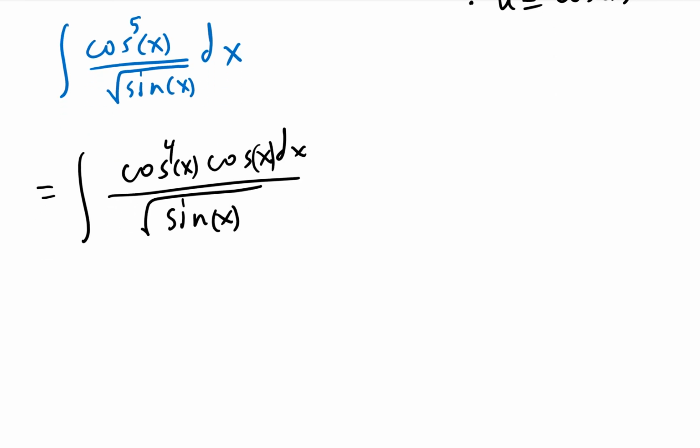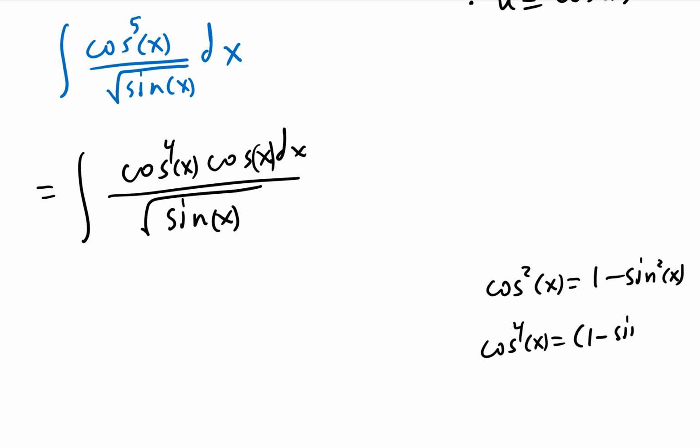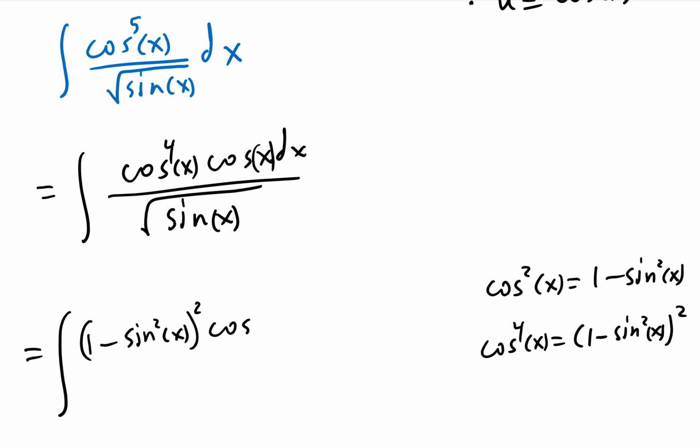So now what we need to do is, remember how we need to convert the remaining into sine. So I know that cosine square x is 1 minus sine square x. So if I square both sides, that will give me 1 minus sine square x, squared. Cosine x stays the same, and the denominator stays the same.